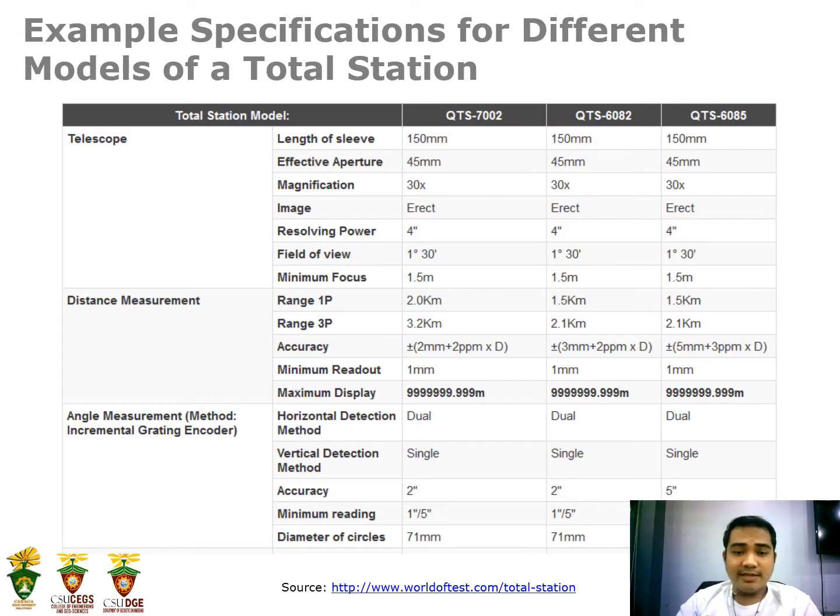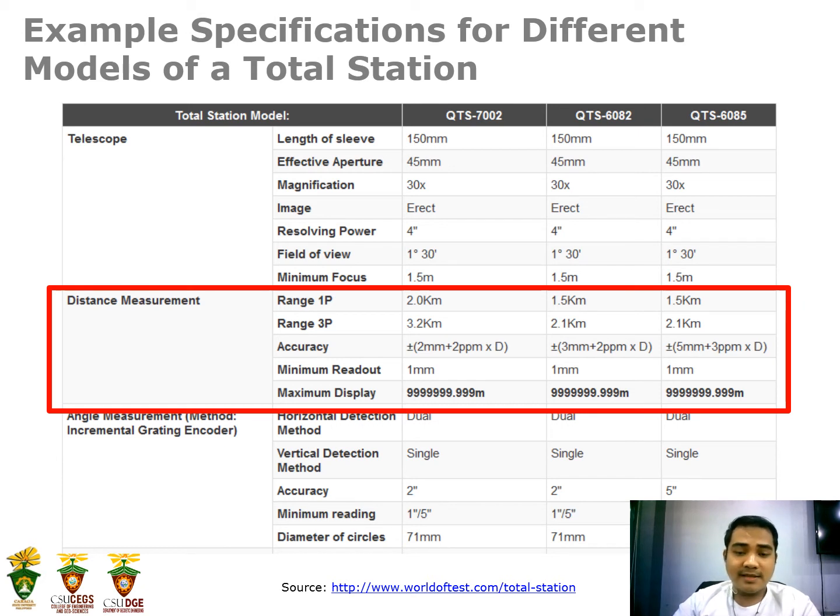So, here are examples of the specification for different models of total station. So, kitaa nimo ni ang model sa total station kaning QTS 7002, 6082, ug 6085. So, focus na diri sa distance measurement specifications. In QTS 7002, naa siya accuracy nga positive negative 2 millimeters plus 2 parts per million times the distance. And si QTS 6082 is 3 mm plus 2 ppm times distance. Unya ang QTS 6085 is 5 mm plus 3 ppm times distance. So again, makita nimo ni siya sa specification sa total station. So kani inyong tan-awon kung kinsay mas accurate na model or pila iyang maximum error na ma-detect.